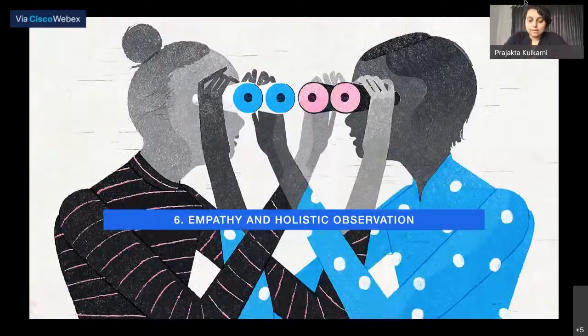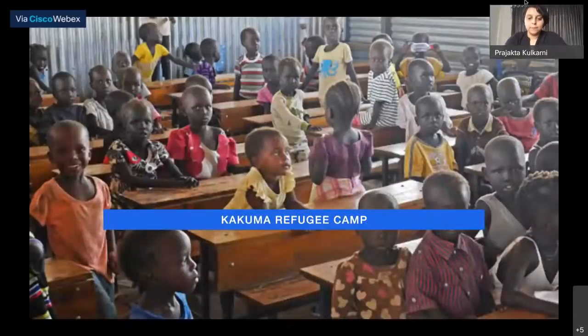The sixth characteristic is to be empathetic and to have holistic observation. By holistic, I mean that you need to have internal observation as well as external observation. There's a lot to observe when you look around, and there's a lot to empathize with when you talk to people. I'm sure that this pandemic has made you slightly more empathetic than before, and I'm just pushing you to practice it on a regular basis.